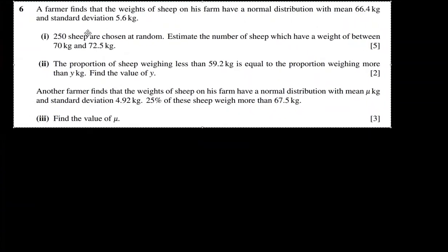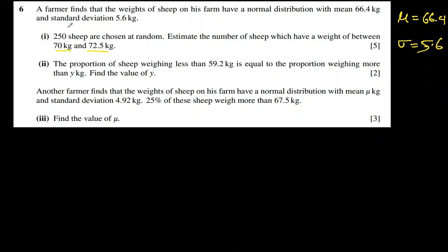Okay, next question number 6. A farmer finds that the weights of sheep on his farm have a normal distribution with a mean of 66.4 kg and standard deviation of 5.6. 250 sheep are chosen at random. Estimate the number of sheep which have a weight of between 70 kg and 72.5 kg.